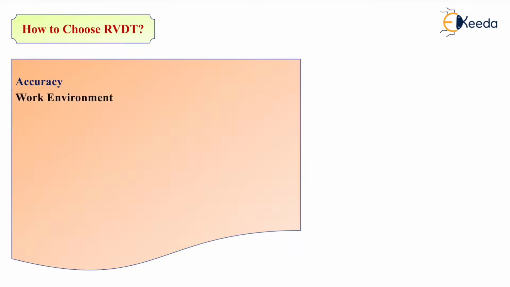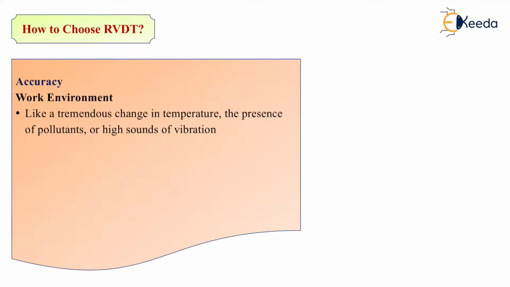Next one is the work environment. The RVDT should not get affected by the working environment or external conditions. Now, what work environments do we have to consider? If there is a tremendous change in temperature, or the presence of pollutants, high sounds or vibrations, there should not be any change in the measured output of the RVDT.